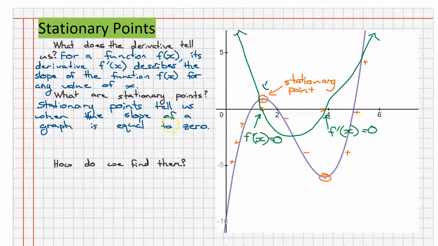So how do we find stationary points? Well, it's simply a case of look for when the derivative equals 0.